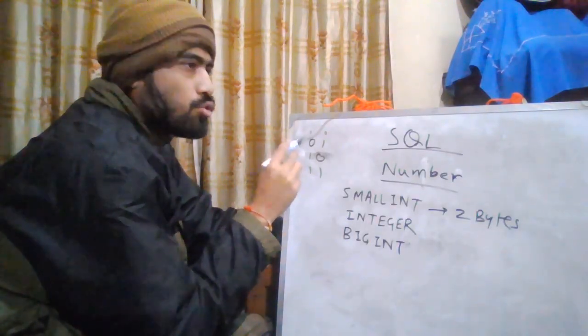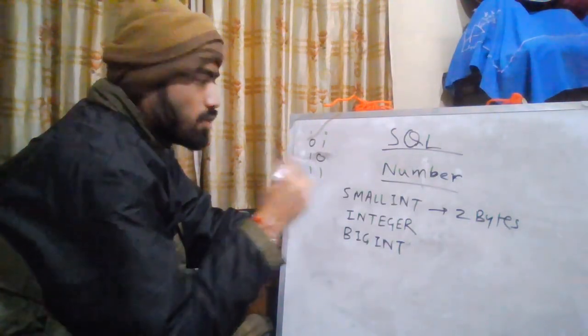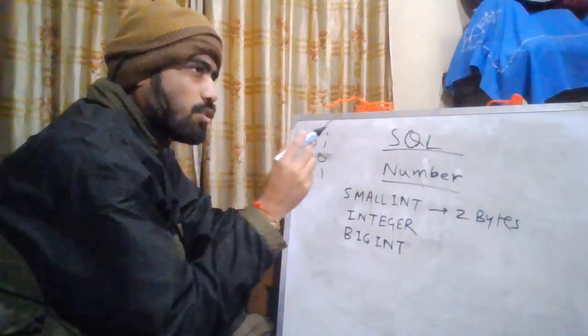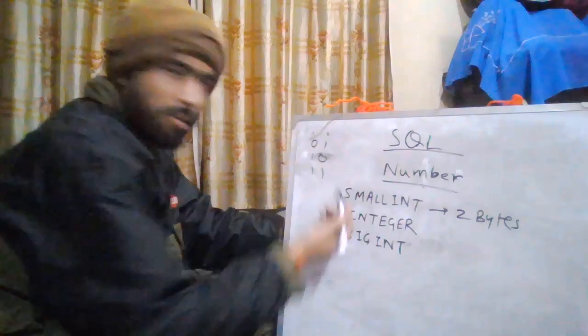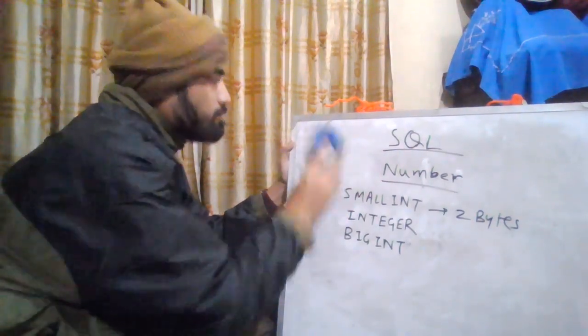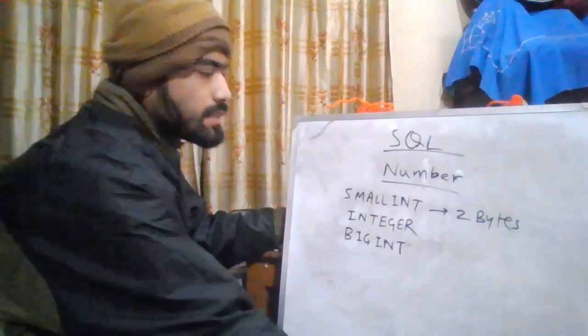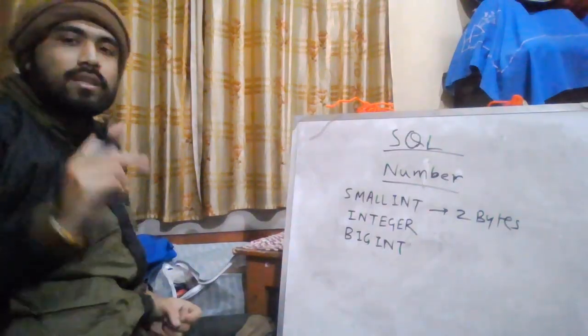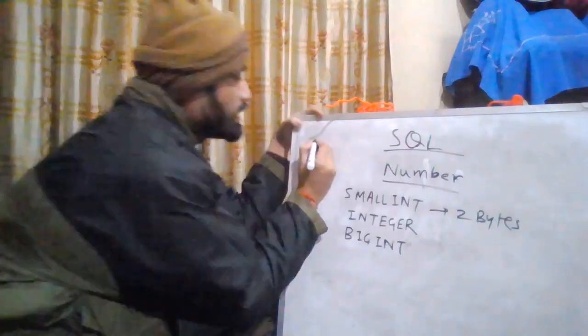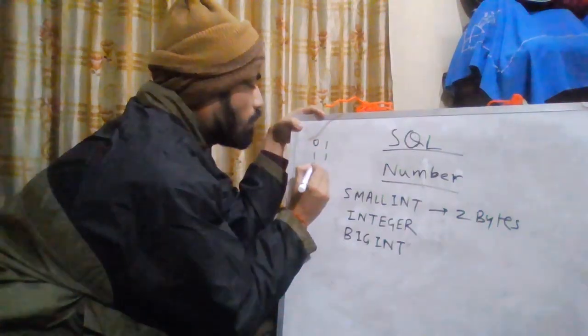Now 1 into 2 to the power 1 is 2. That is why 10 is 2. 1 into 2 to the power 1 plus 1 into 2 to the power 0 is 2 plus 1 equals 3. That is why 11 is 3. So this is the way you define the binary system. So 2 bytes means, so these are the bits: 0 1 1 1 1 0.